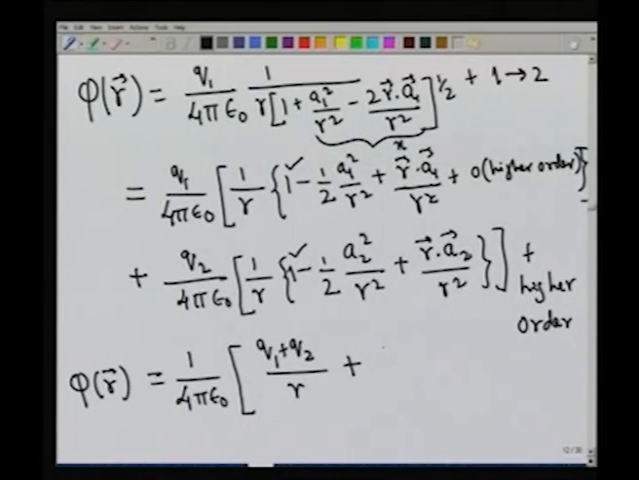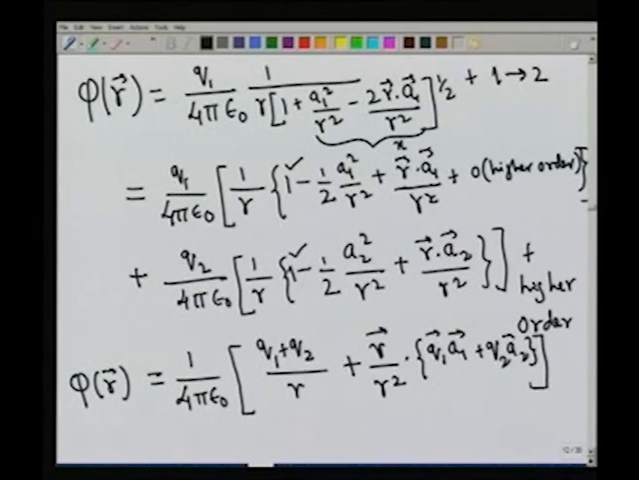I will write it in the following fashion. I will pull the 1 over R squared out. I am interested in these two terms. I will pull the 1 over R squared out. I will write my vector R dot here and write it as Q1 A1 plus Q2 A2.